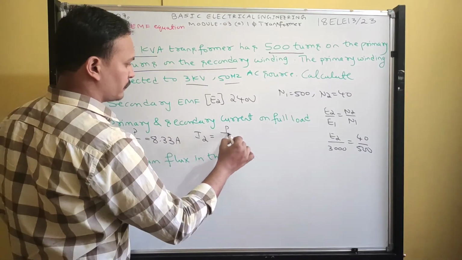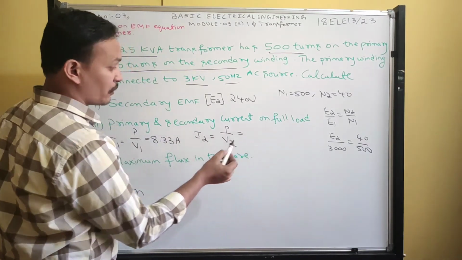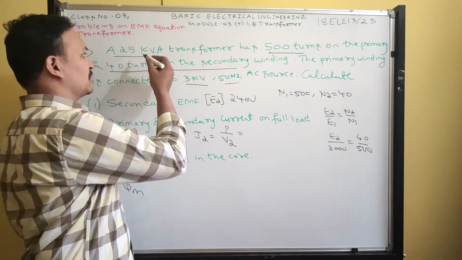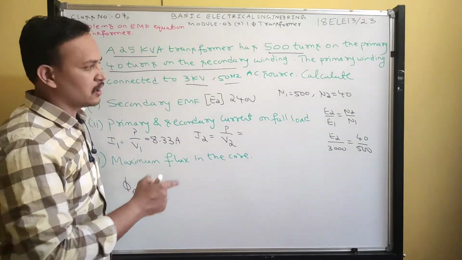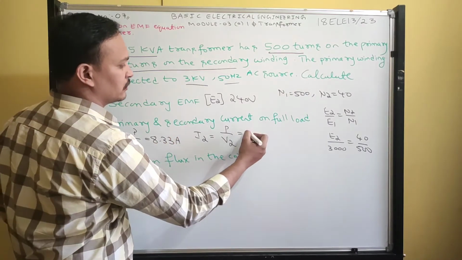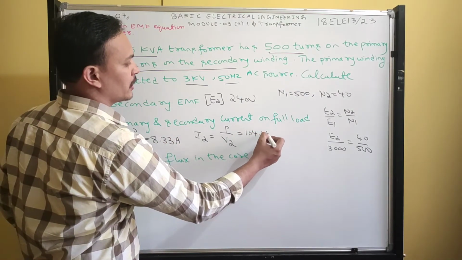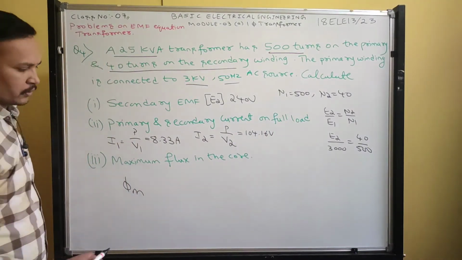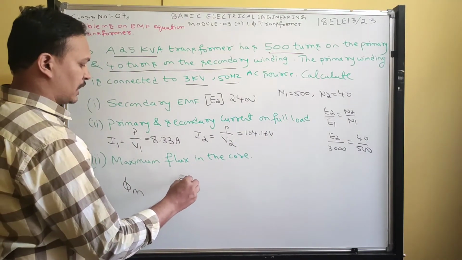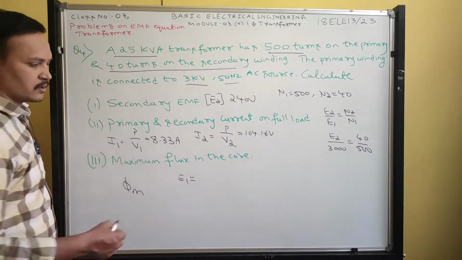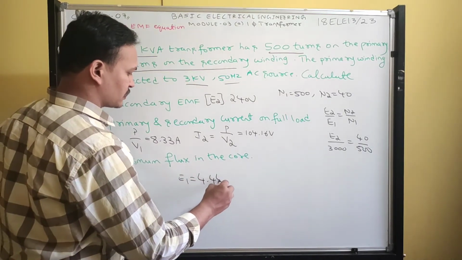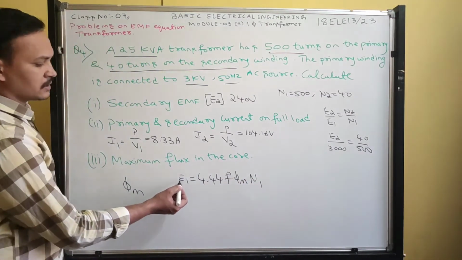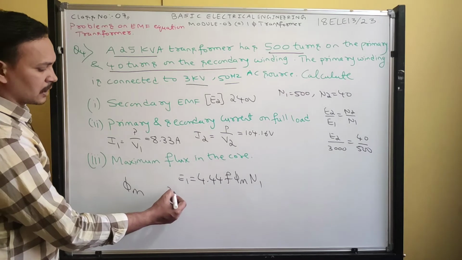Similarly, I2 is power by V2. What is V2? V2 is same as E2. So power is 25 kVA divided by 240 volts. If you do that, you will get 104.16 amperes approximately. Then maximum value of flux in the core. You can use any one equation, either primary EMF equation or secondary EMF equation. So E is equal to 4.44 f phi m N1. Enter this data. What is E1 value? 3000.